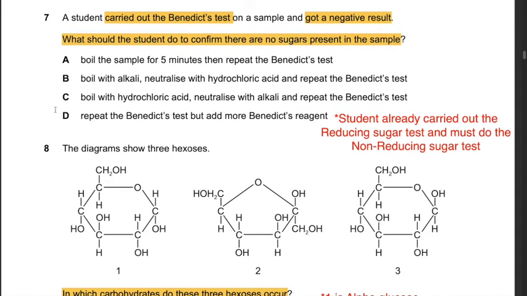Question 7. A student carried out the Benedict's test on a sample and got a negative result. That means there are no reducing sugars. What should the student do to confirm there are no sugars present in the sample? The student should carry out the non-reducing sugar test, and the non-reducing sugar test is done by boiling the substance with hydrochloric acid, neutralizing it with alkali, and repeating the Benedict's test. Therefore, the answer is C. Boil with hydrochloric acid, neutralize with alkali, and repeat the Benedict's test.